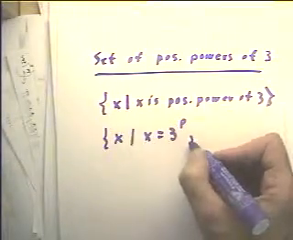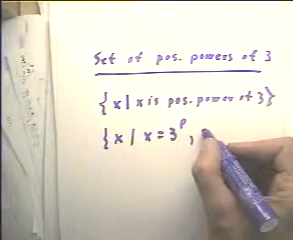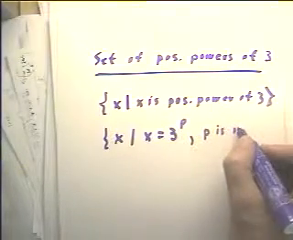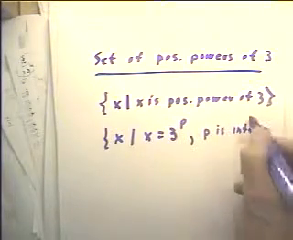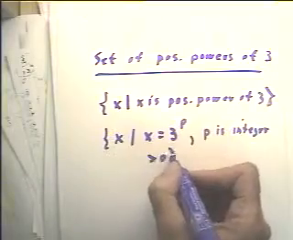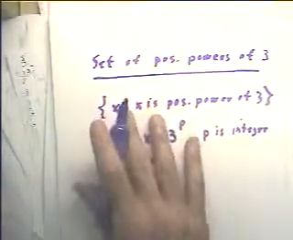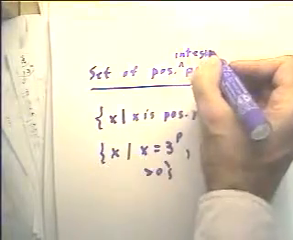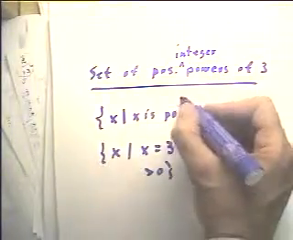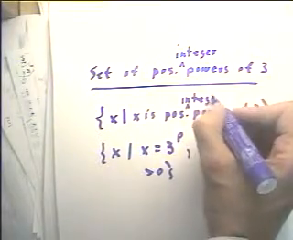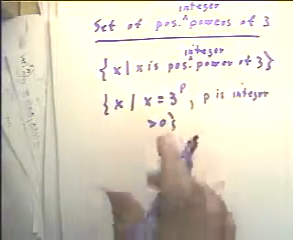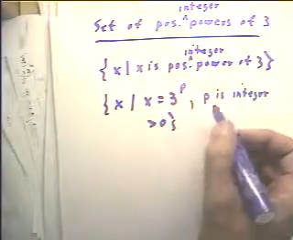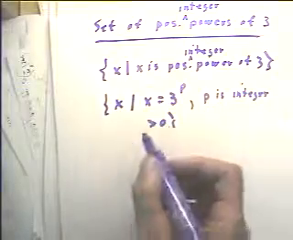3 to the p, where p is an integer greater than 0. And actually, I think maybe we need to be a little more specific. Let's say the positive integer powers of 3, because there's certainly non-integer powers, the 1/2 power, and any other positive number you might choose. 3 can be raised to any power. But what we really mean is integer powers.